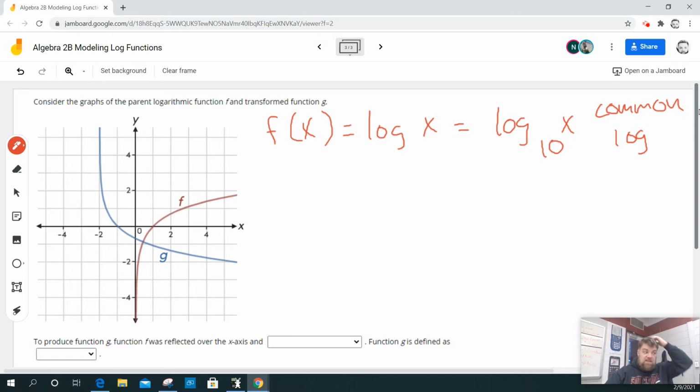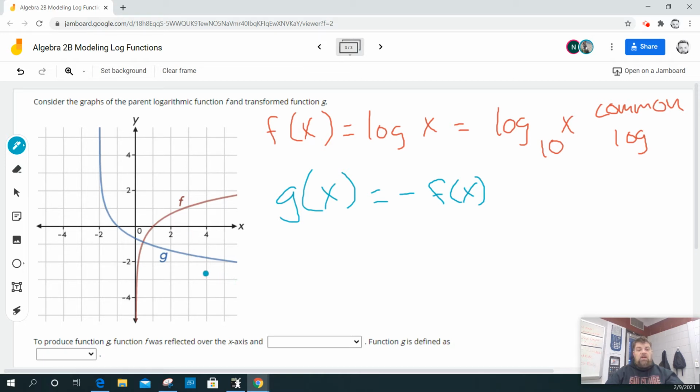All right, so now it says to produce g, f is reflected over the x-axis. Remember, Mr. Adams said there's only one way to reflect over the x-axis, and that's to take the negative of the parent function f of x, right? Because what that does is if there's a positive value here, to make it a negative value, I just multiply it by -1.